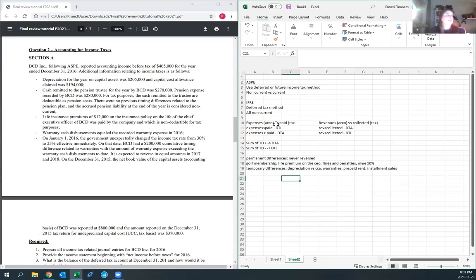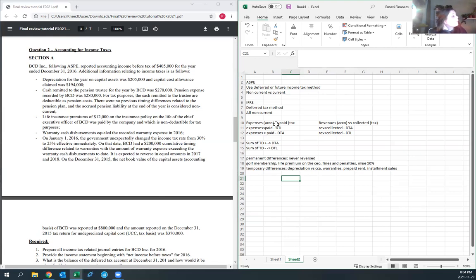There were no previous timing differences related to the pension plan, and the accrued pension liability at the end of the year is considered non-current. Life insurance premiums of $12,000 on the insurance policy on the life of the chief executive officer of BCD was paid by the company, and which is non-deductible for tax purposes. Warranty cash disbursements equaled the recorded warranty expense in 2016. On January 1st, 2016, the government unexpectedly changed the income tax rate from 30% to 25%, effective immediately. On that date, BCD had a $200 cumulative timing difference related to the warranties, with the amount of warranty expense exceeding the warranty cash disbursement to date. It's expected to reverse in equal amounts in 2017 and 2018.